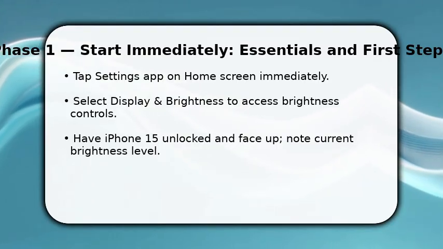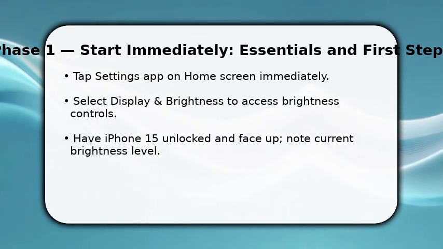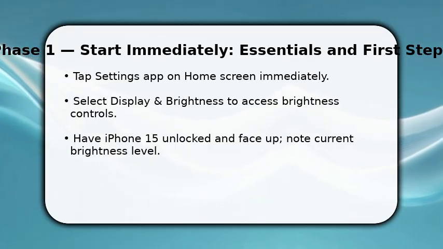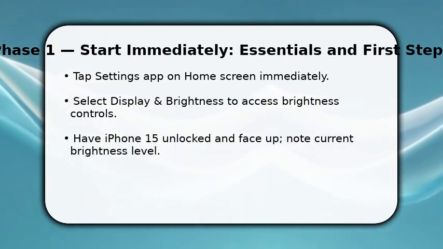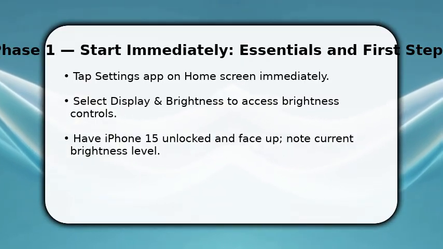Make sure your iPhone 15 is unlocked and not in a case that blocks sensors, because the ambient light sensor affects behavior. You're setting context and gathering the exact controls before changing anything. This avoids surprises and makes confirmation simple.